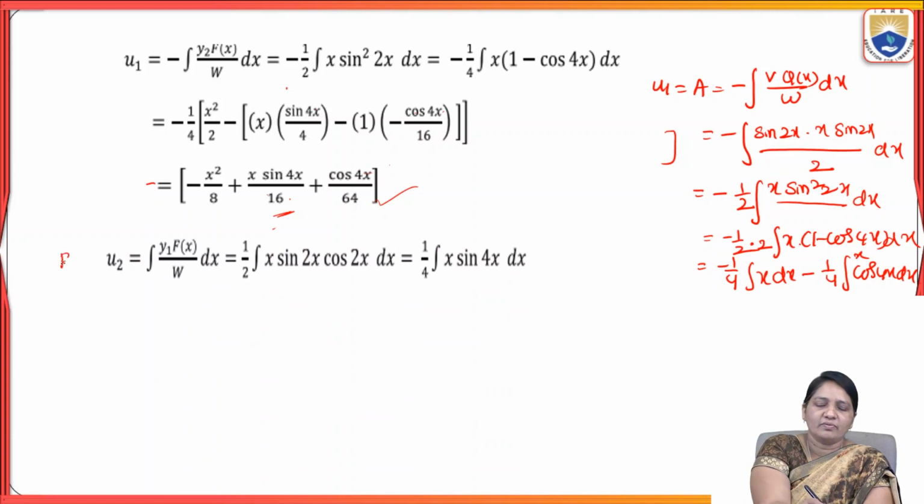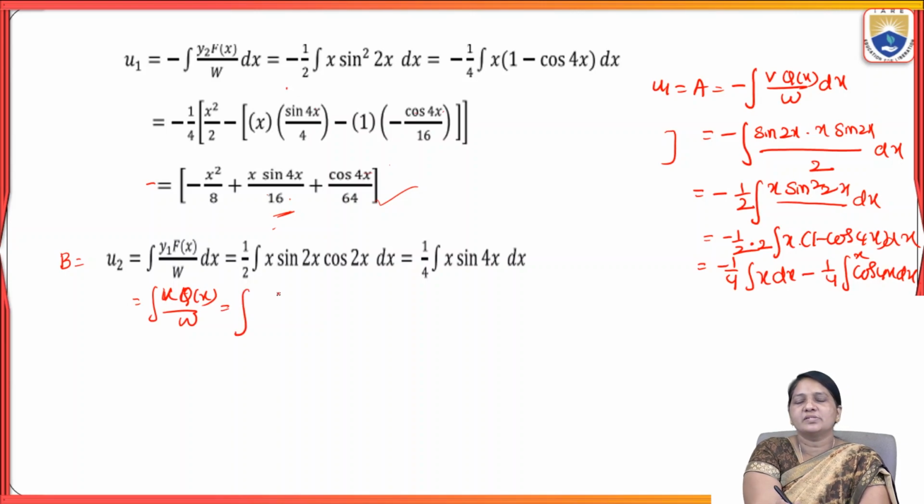Next U2, otherwise B value, integral u into f of x or q of x by W. Here integral, what is the u value? u value is cos 2x, and here q of x value is x into sin 2x, by 2, into dx.